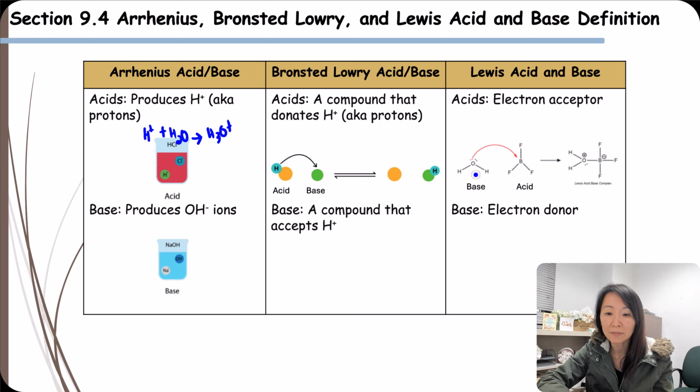the pair of electrons from the base. So the base therefore has nothing to do with hydroxide, nor anything to do with H+, but rather it has the ability to donate an electron. So you see this base donating its electron to the acid. So you can see how all of these three definitions are different, and they do get more advanced, and the Lewis acid and base would be the most advanced definition of acid and base.